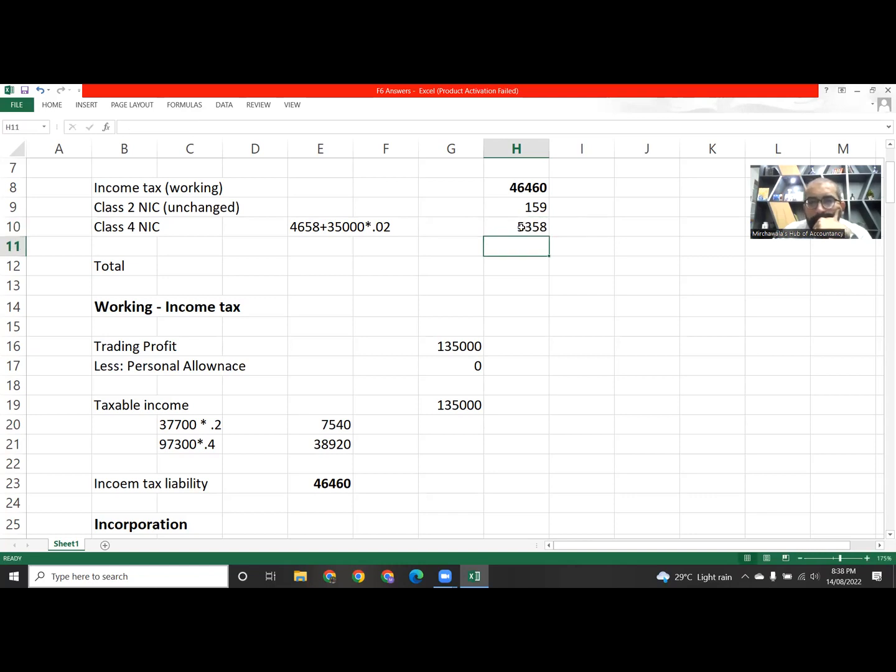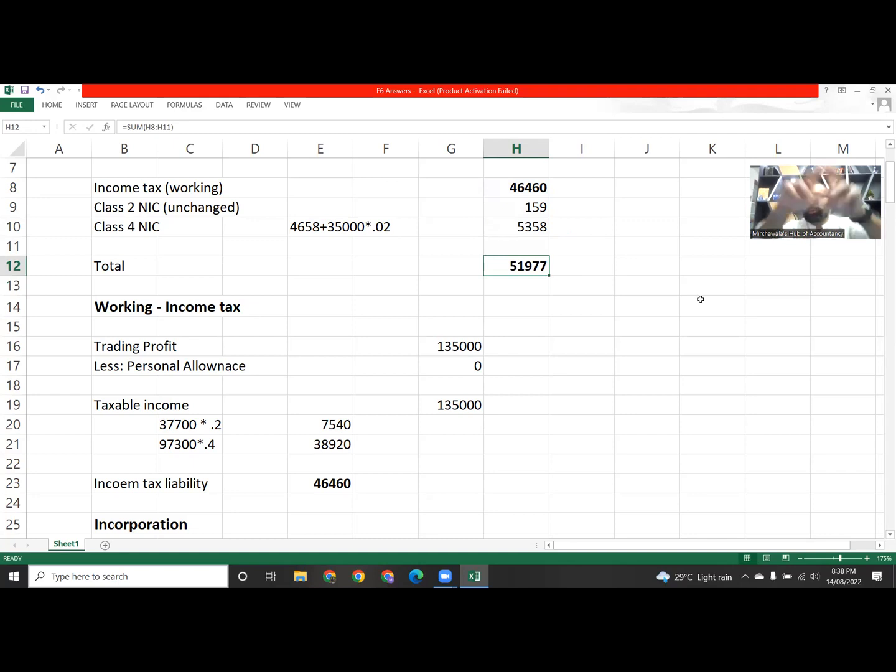See this, it's 5358. Okay, so we have already done it in the workings. So now let's add this packet. It will be 51977.